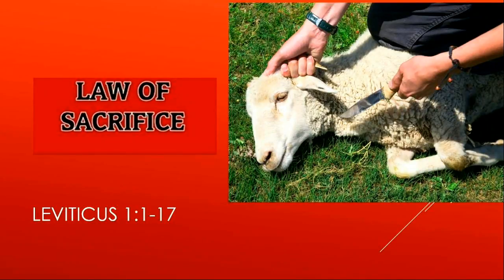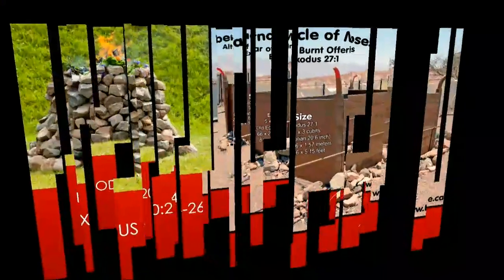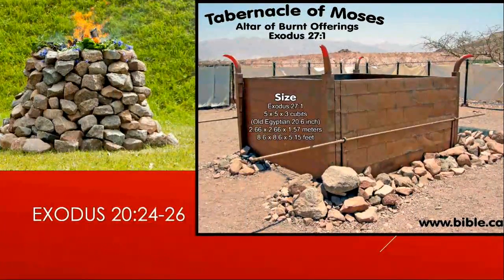So read on. Aaron's sons shall bring the blood and sprinkle the blood round about upon the altar that is by the door of the tabernacle of the congregation. Verse 6, and he shall flay the burnt offering and cut it into his pieces. And the sons of Aaron, the priest, shall put fire upon the altar and lay the wood in order upon the fire. That's what the sons of Aaron would do. This was all regarding the priesthood.